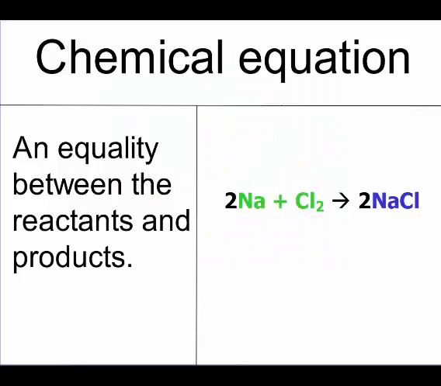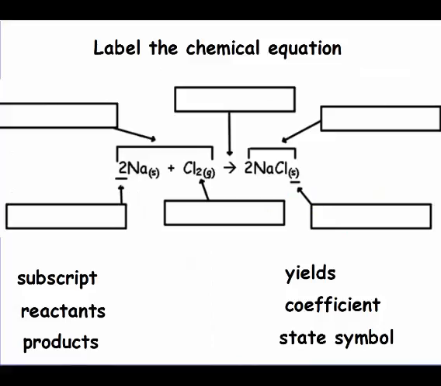A chemical equation is an equality between the reactants and the products. So you can think of the arrow as an equal sign. So we have 2 sodiums plus 1 chlorine goes to make 2 sodium chloride. In our chemical equation, I'm going to pause the video and see how many of these 6 you can get correct. Restart when you have an answer.